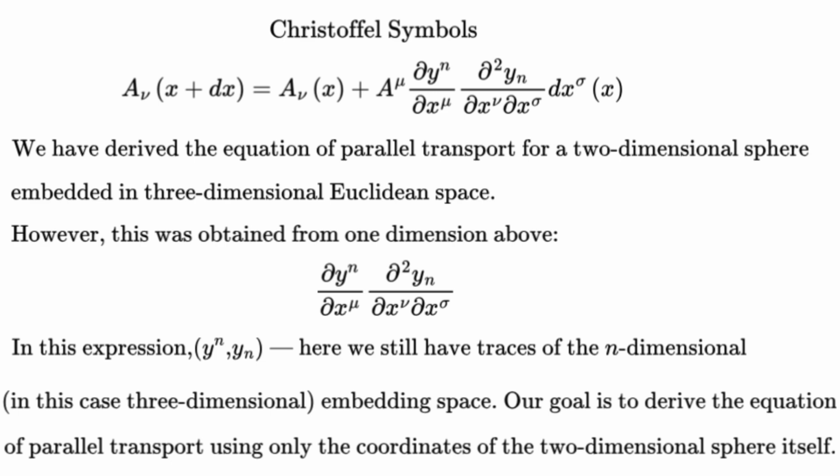Christoffel symbols. We have derived the equation of parallel transport for a two-dimensional sphere embedded in three-dimensional Euclidean space. However, this was obtained from one dimension above. In this expression, y^n, here we still have traces of the n-dimensional, in this case three-dimensional, embedding space. Our goal is to derive the equation of parallel transport using only the coordinates of the two-dimensional sphere itself.